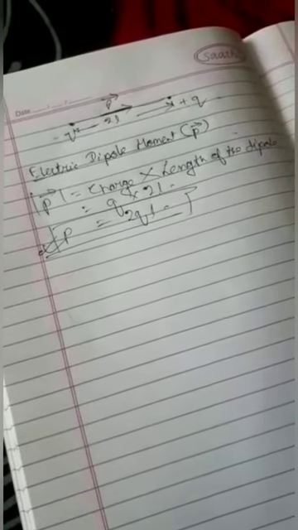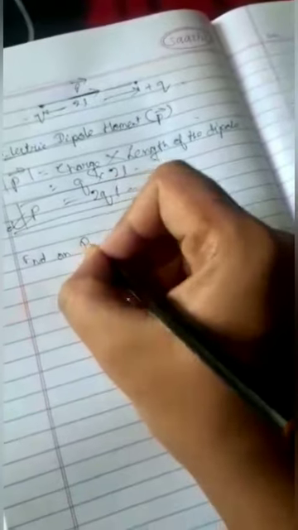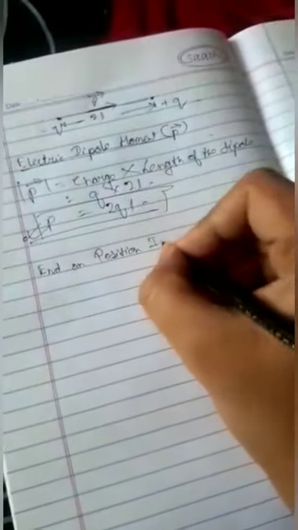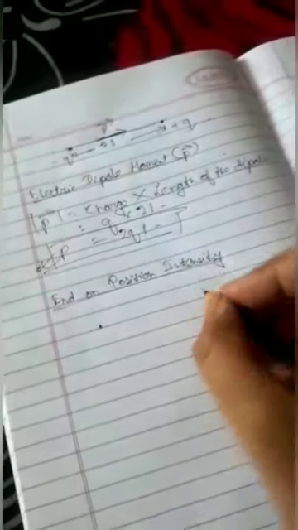Now we are going to learn about the intensity of electric field at a point on the axis of the dipole, which is also known as end-on position intensity. Okay, let me draw the diagram first.